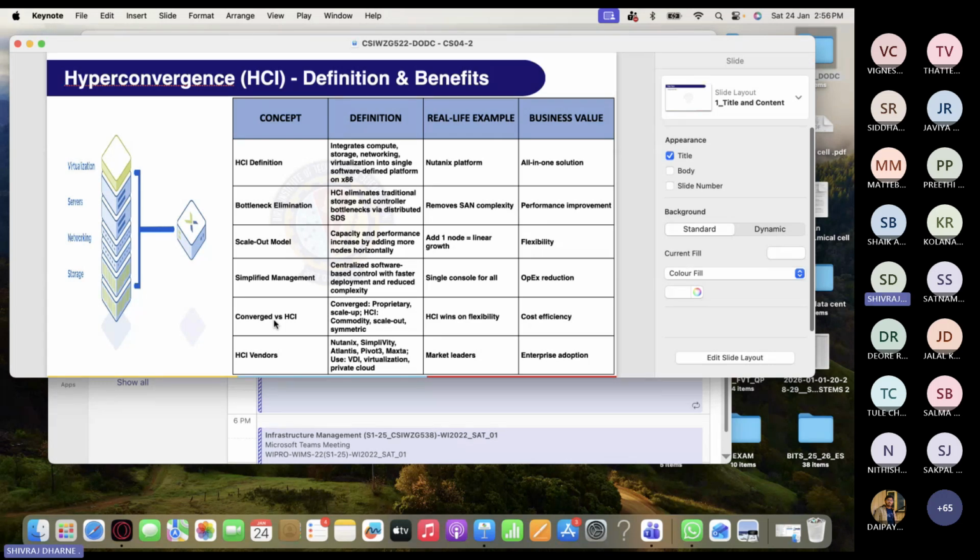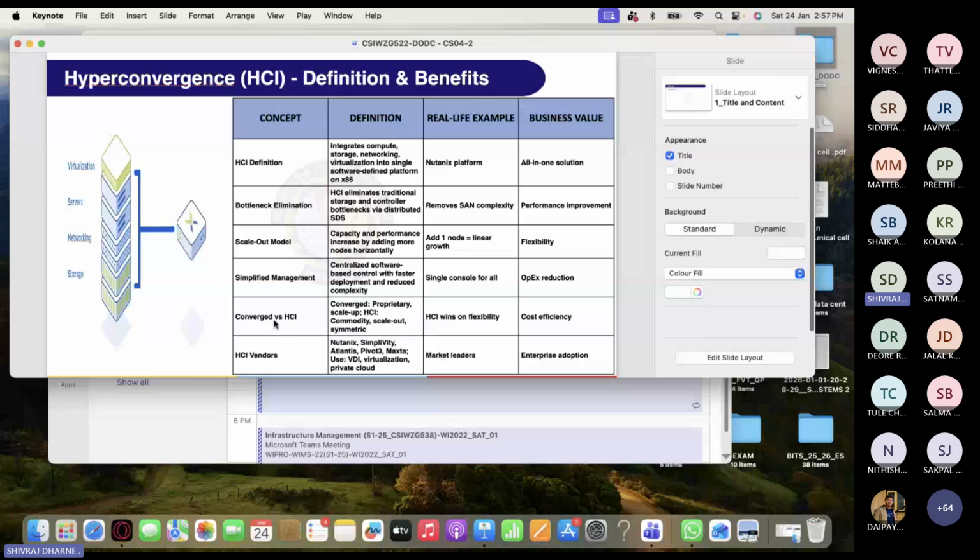Let's see what is happening. What is the definition of hyperconvergence? It means integrating compute, storage, networking, and virtualization into a single software-defined platform, across x86 platforms. An example is the Nutanix platform, an all-in-one solution. This is called hyperconverged infrastructure, HCI.